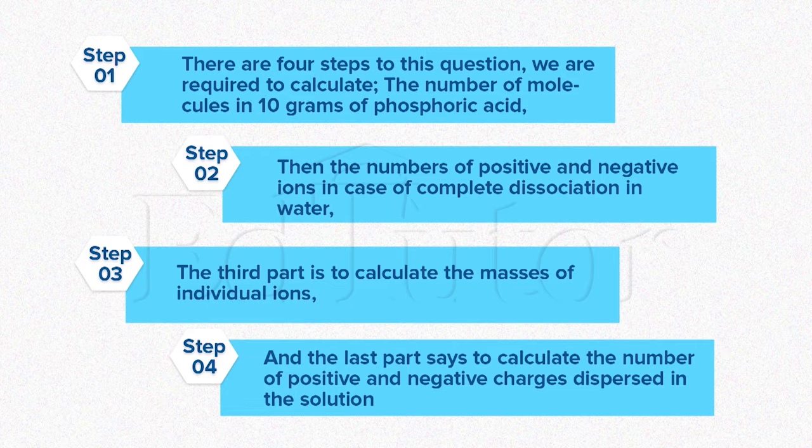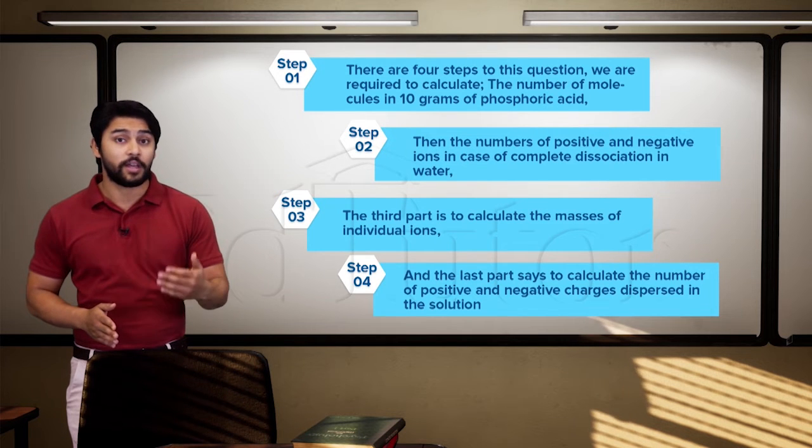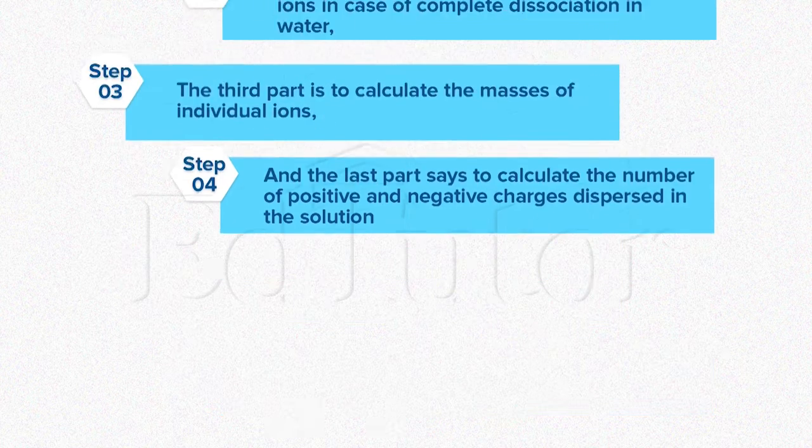We are required to calculate the number of molecules in 10 grams of phosphoric acid, then the numbers of positive and negative ions in case of complete dissociation in water. The third part is to calculate the masses of individual ions, and the last part says to calculate the number of positive and negative charges dispersed in the solution.